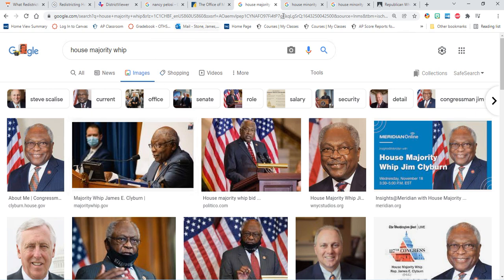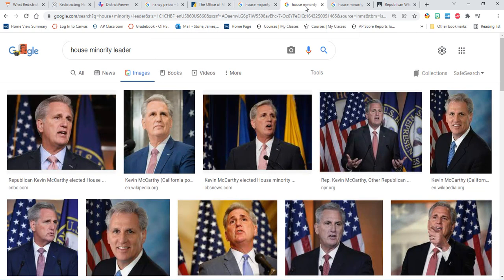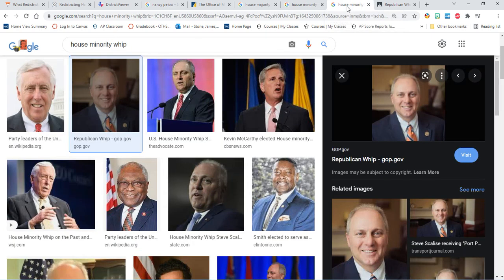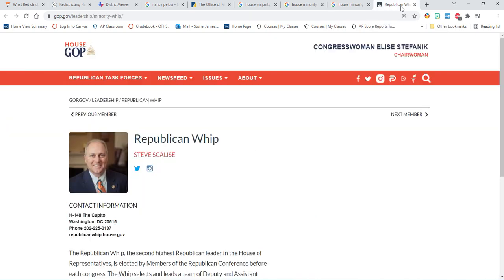And we also have the minority leader, currently Kevin McCarthy, who will probably be the next speaker if the Republicans win, as the polls seem to be indicating could likely happen come 2023. And then Steve Scalise is the House Minority Whip, or also called the Republican Whip. And just a little bit of trivia, this is the guy who survived an assassination attempt.